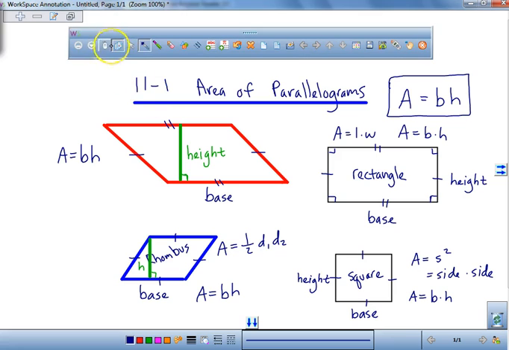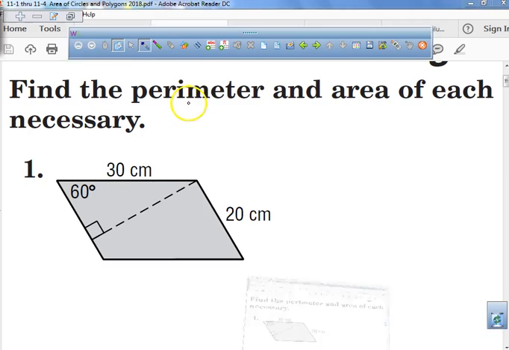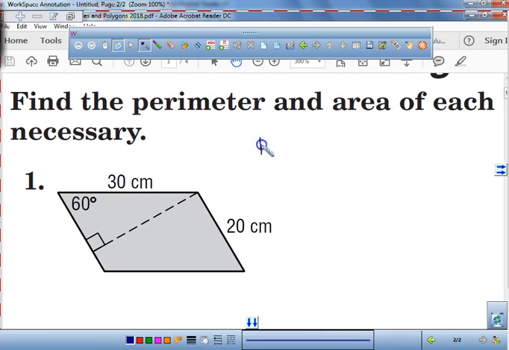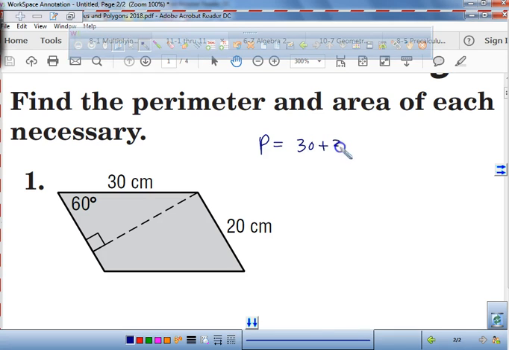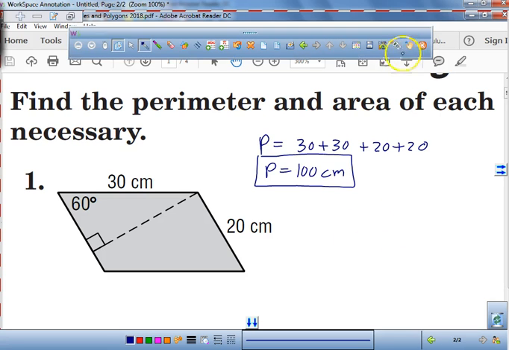Okay? So let's look at problem number 1. Problem number 1. We have a parallelogram. And it says we need to find the perimeter and the area. Well, the perimeter is pretty easy. What's the perimeter? All the sides added together. 30 plus 30 plus 20 plus 20. That's pretty easy. All right? That's 50. That's 50. Then you get a total of what? 100 centimeters. That's the easy part. If you mess up the perimeter, you're really working hard at not getting that right.